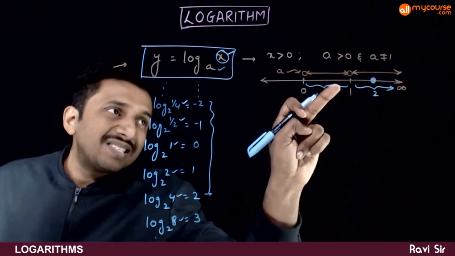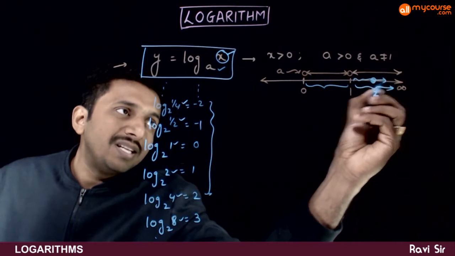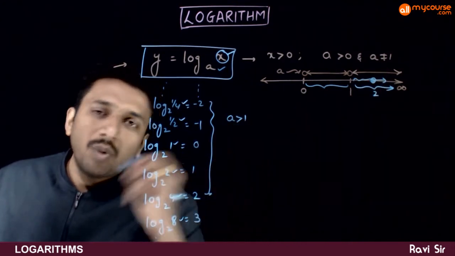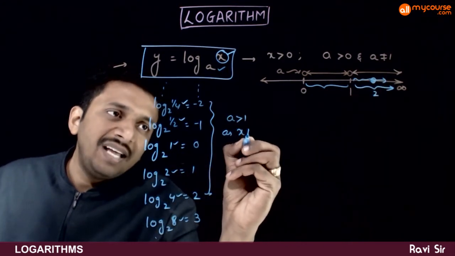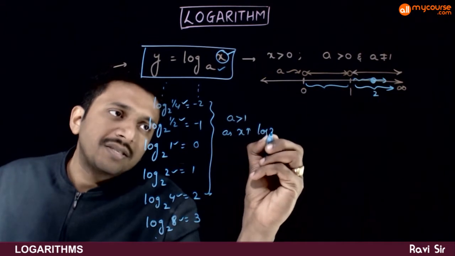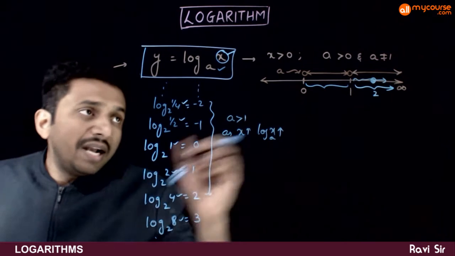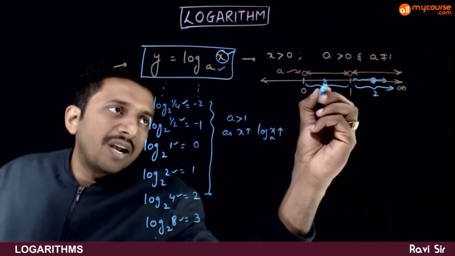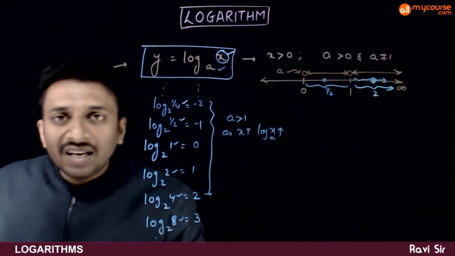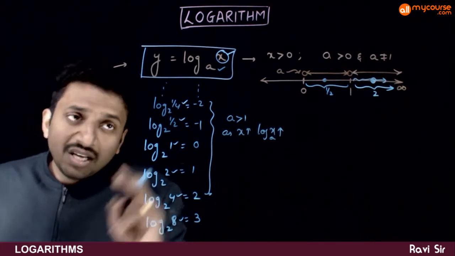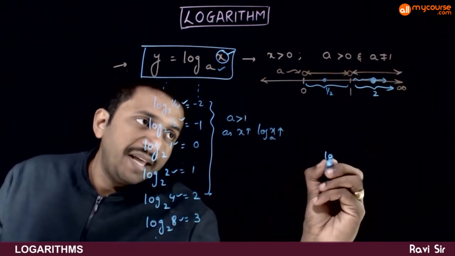So if the base lies in this block, that is, if the base is greater than 1, as x increases, log x to the base a also increases. So now let us take a base in this block. Let us take half as the base. So let us do everything again.